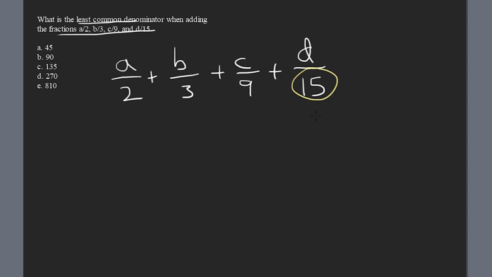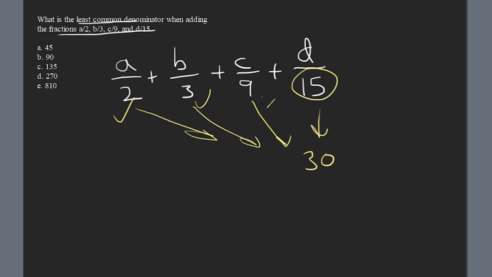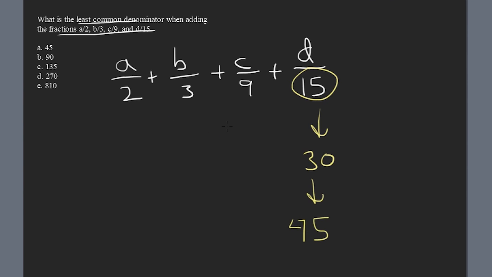It does not. So I'm going to find the next multiple of 15 and ask myself, does 2 go into 15? Yes. Does 3 go into 15? Yes. But 9 does not go into 15. So I have to go up one more multiple. 45. 9 does, 3 does, 2 does not.